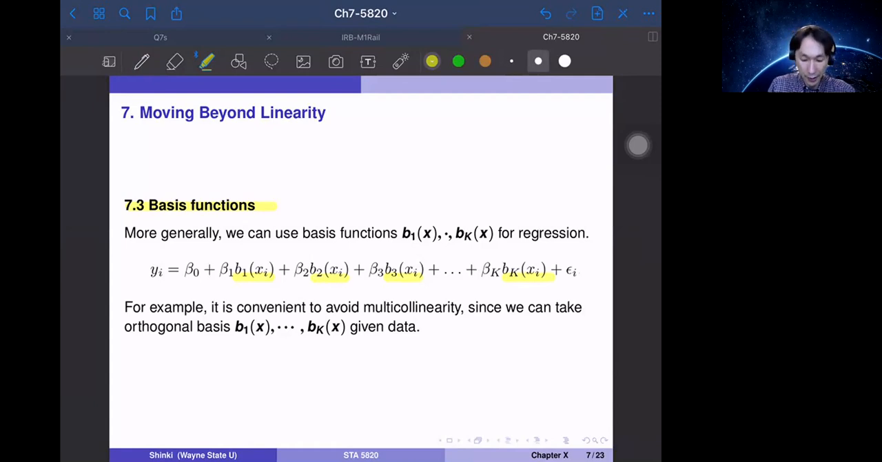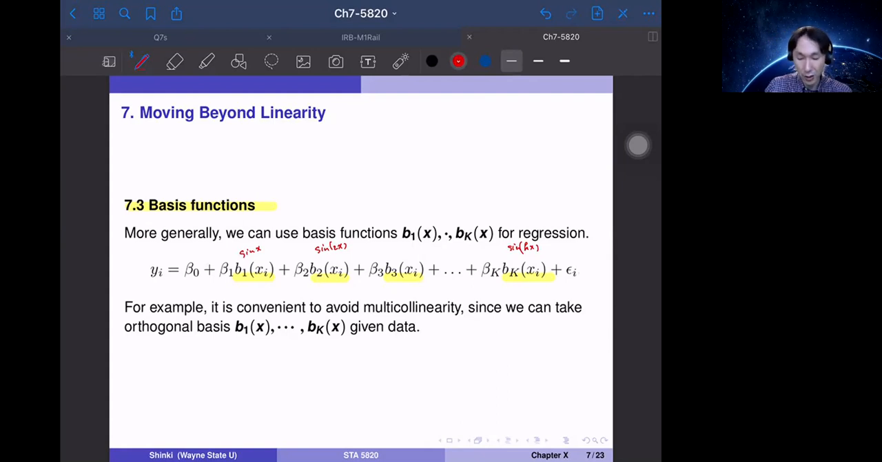For example, b1 of x is sine of x, and maybe b2 of x is sine of 2x, and bk of x is the sine of kx. Then we have kind of a Fourier series. So we can approximate the curve by overlaying the sine curves. So this is one case. Then we can see that this curve is pretty smooth.